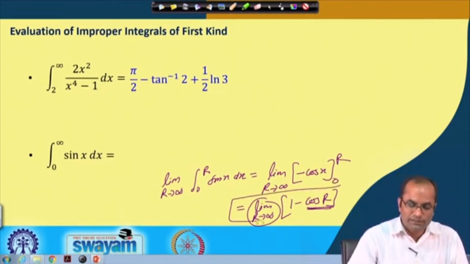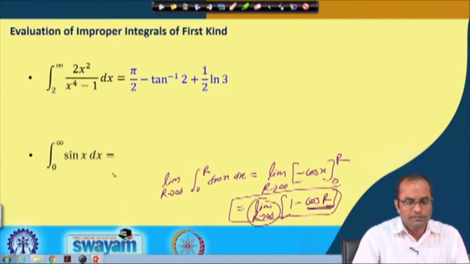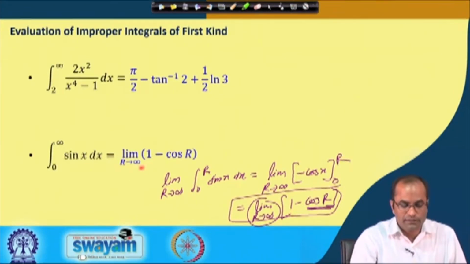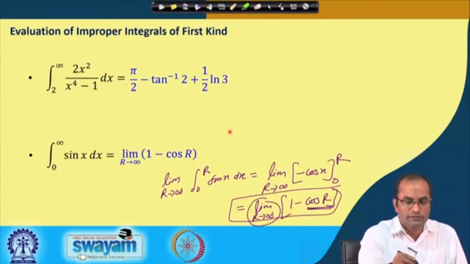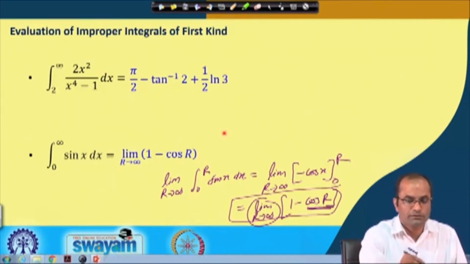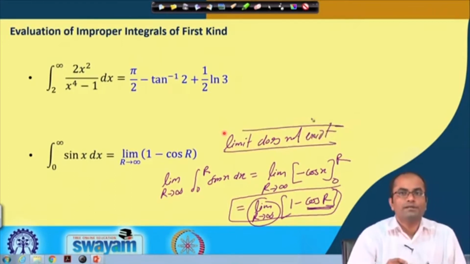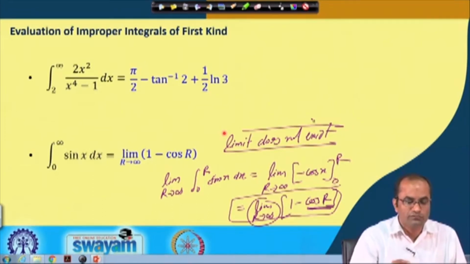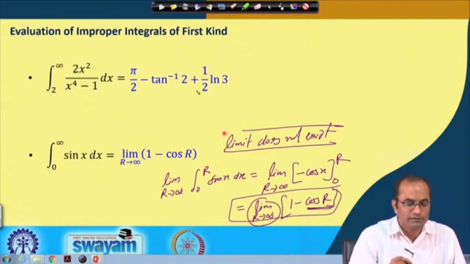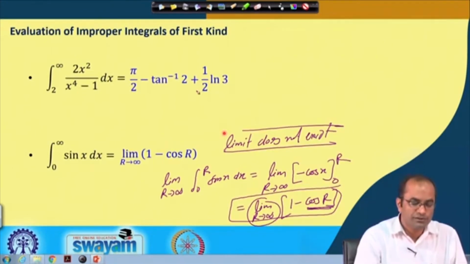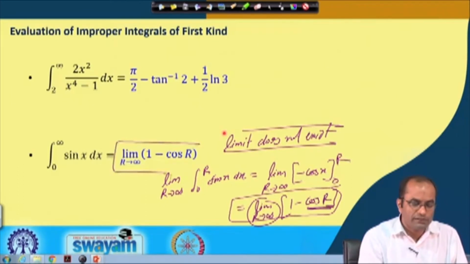So, in the second case, the limit does not exist. We have precisely this limit, 1 minus cos r, and the limit does not exist, so the integral does not converge in this case. In the first case, this improper integral is convergent, and the value is given by this expression here. In the second case, the improper integral does not converge because we cannot evaluate this integral.